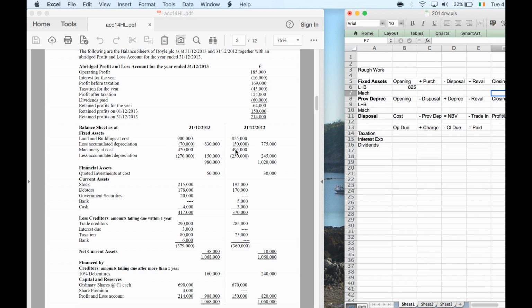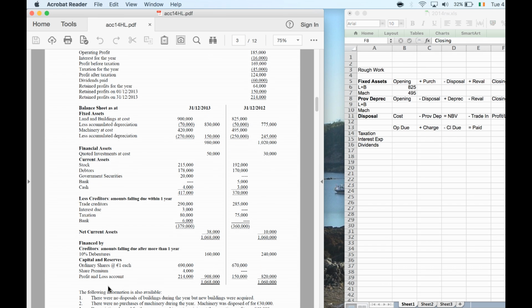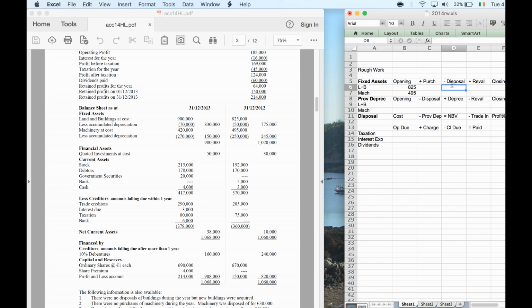Machinery, same story. I'll lay this out. So 2012 is 495. That's the opening figure. And the closing figure is 420. So obviously we sold some. Maybe we did buy some as well, but we definitely sold some. So no disposal of buildings during the year, but new buildings acquired. So our disposal then for buildings is 0.